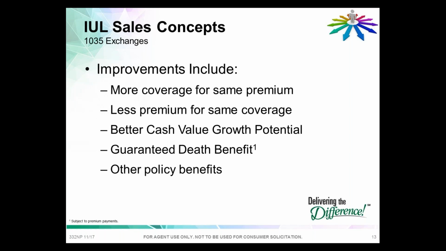And the last concept I have here is 1035 exchanges. There's a lot of different ways that you can improve a client situation with a 1035 exchange. You can give them more coverage for the same premium, or you could give less premium for the same coverage, or it could be better cash value growth potential. It could be providing a guaranteed death benefit where there previously was none, or just other policy benefits that their old policy did not have. Maybe that's chronic illness benefits or critical illness benefits.